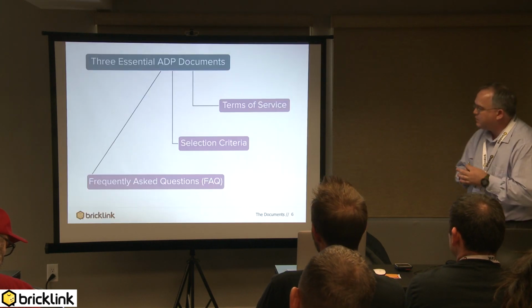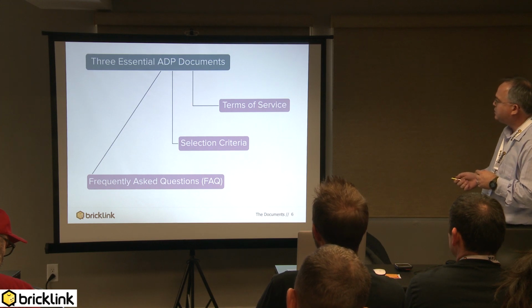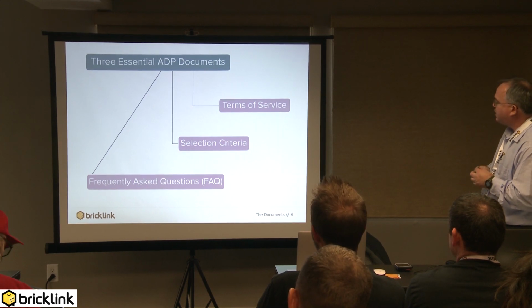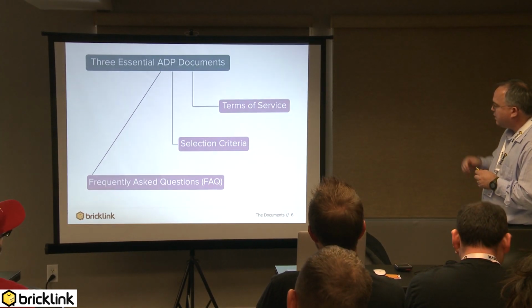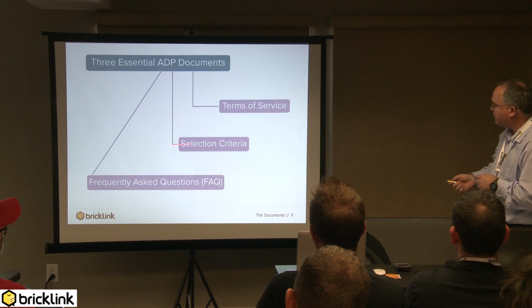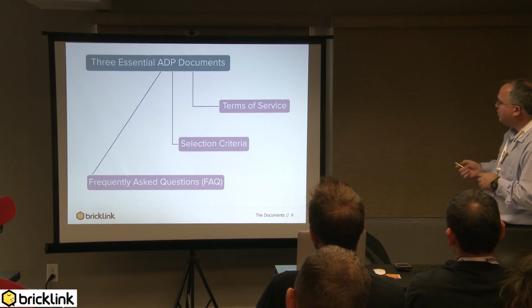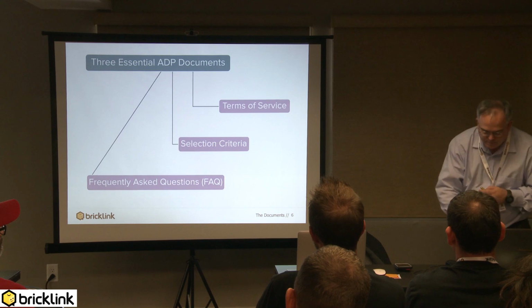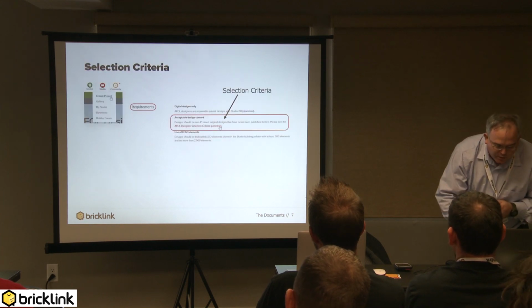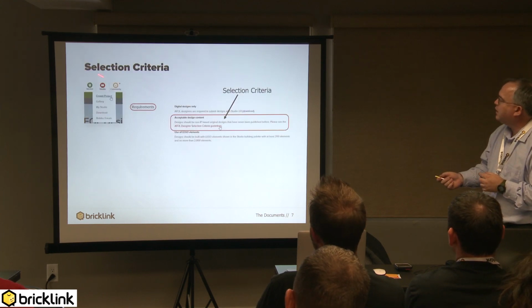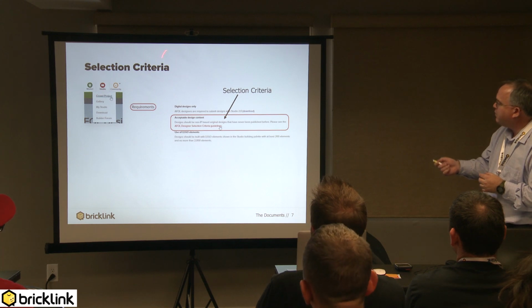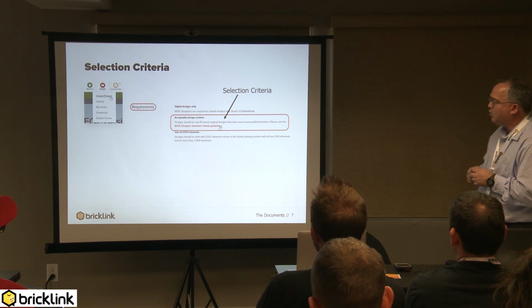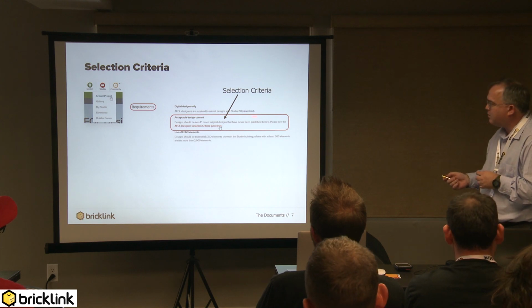So we have 3 documents. We have terms of service, selection criteria, and the frequently asked questions. This document here is growing. It's sort of something that will develop. We might even take some things out of it, but these are fairly fixed, and you want to go over them all. They're all accessible from one page. If you go to BrickLink, there's a red button up here called Studio, and you go to the crowd project. There's a big page that talks about the whole program, and this is at the bottom, close to the bottom of the page.